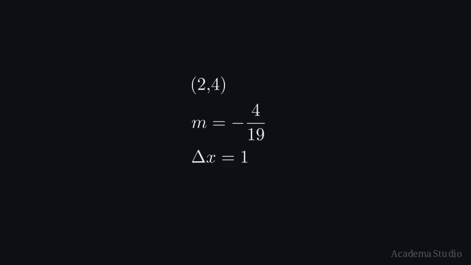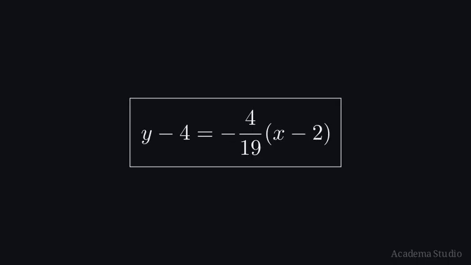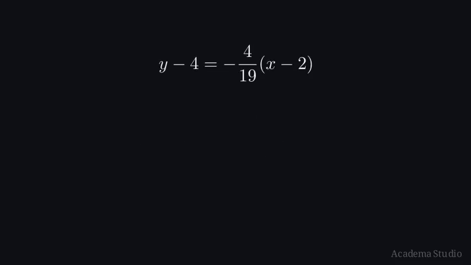Delta x equals 1. Delta y approximately equals m delta x. Y minus y sub 1 equals m times x minus x sub 1. So y minus 4 equals negative 4 over 19 times x minus 2. The equation of a line through (x sub 1, y sub 1) with slope m is given by the point-slope form. This is the tangent line at (2, 4). We substitute 3 for x. The tangent-line approximation gives 72 over 19.